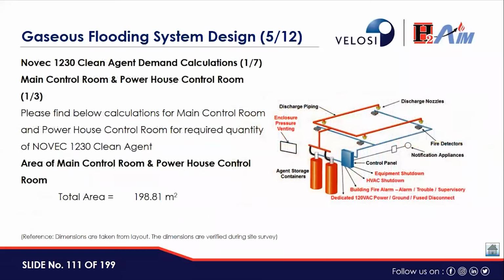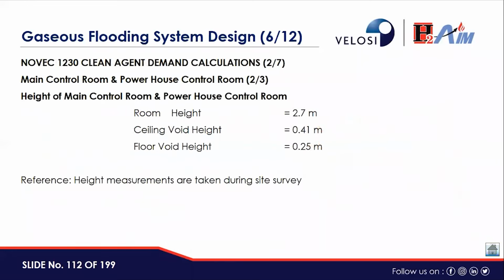Novec 1230 clean agent demand calculations: how we calculated the demand of this Novec 1230 clean agent. The total area of the main control room and powerhouse control room was 198.81 square meters. These dimensions are taken from the layout, and we also verified these dimensions in the site survey. The room height was 2.7 meters.